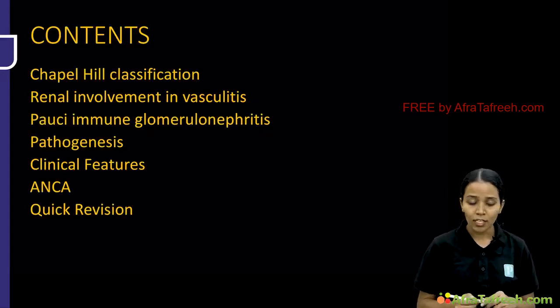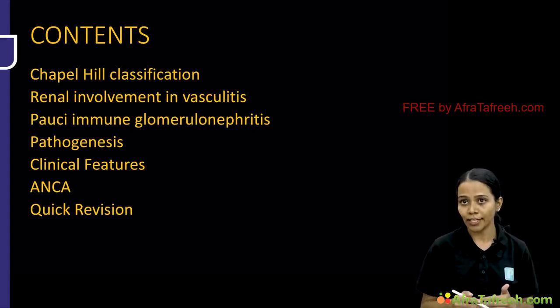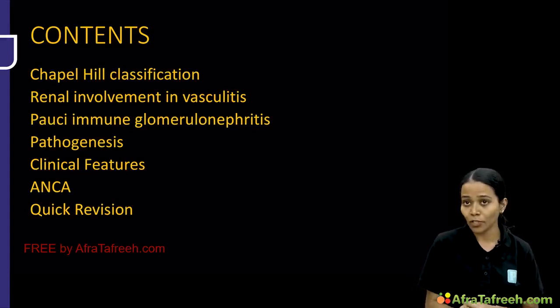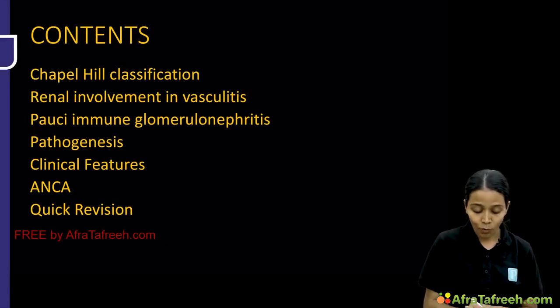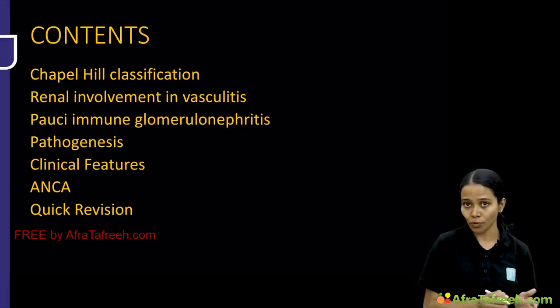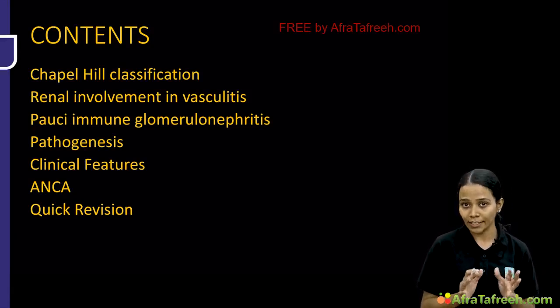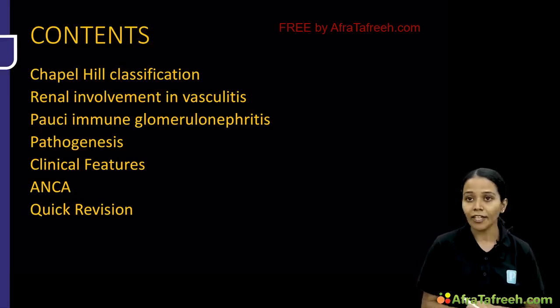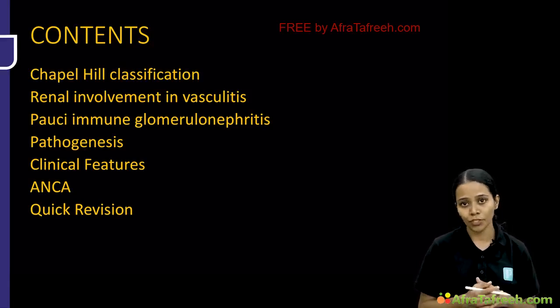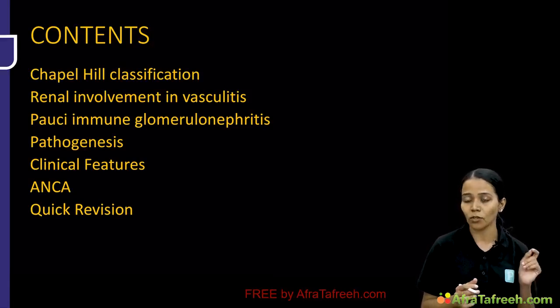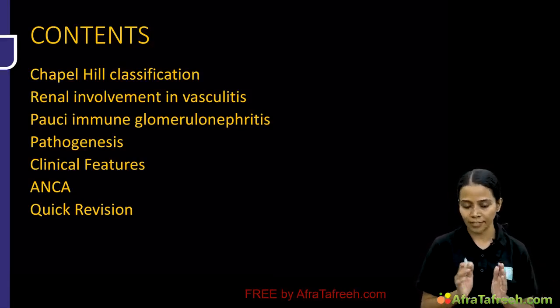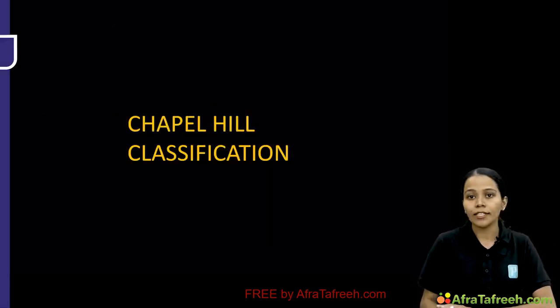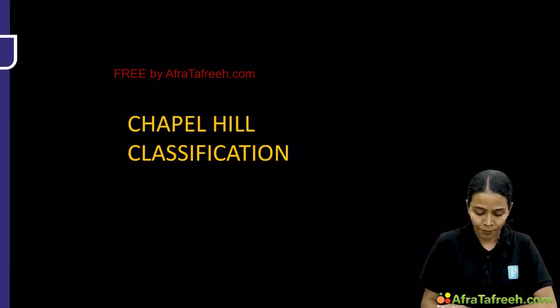Let's get started. So I have divided this session into the following headings. First, we are going to see what is Chapel-Hill classification, what is the renal involvement in vasculitis, what is pauci-immune glomerulonephritis, what is the pathogenesis of this pauci-immune glomerulonephritis, what are its clinical features. Then we are going to learn in detail about what is ANCA, and finally we are going to end up with quick revision, which is nothing but I brush upon the topics or the questions which have been asked in previous entrance exams. Okay. Now, let's start with Chapel-Hill classification.